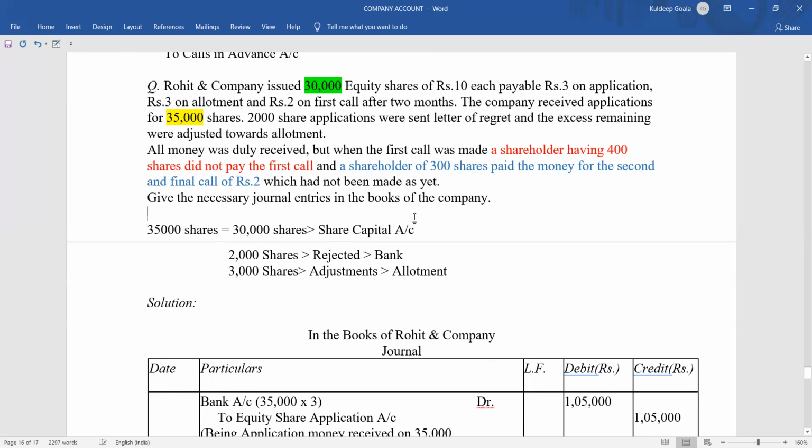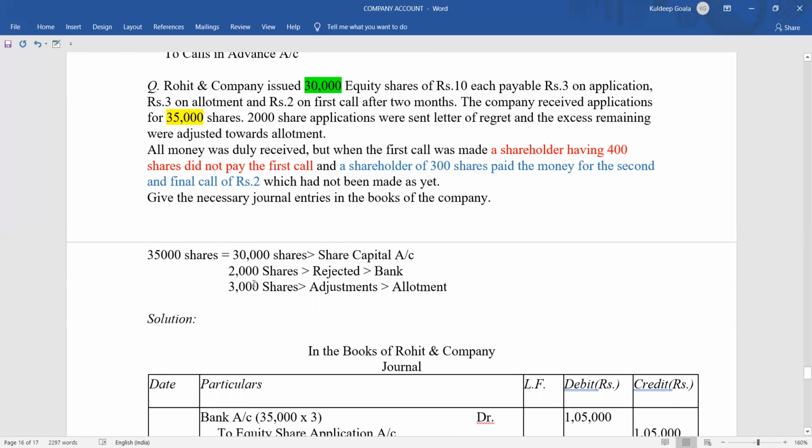So this is the situation. 35,000 shares: 30,000 shares will go to share capital, 2,000 will be rejected and go to the bank, and 3,000 shares will be adjusted with allotment. See, it is told here, I'm repeating once again: the company received applications for 35,000 shares. Then 2,000 share applications were sent letters of regret, meaning 2,000 were rejected, and the excess remaining were adjusted towards allotment. The excess remaining is 3,000, which will go to allotment. This 30,000 has no change, it will obviously go to the share capital. Clear?